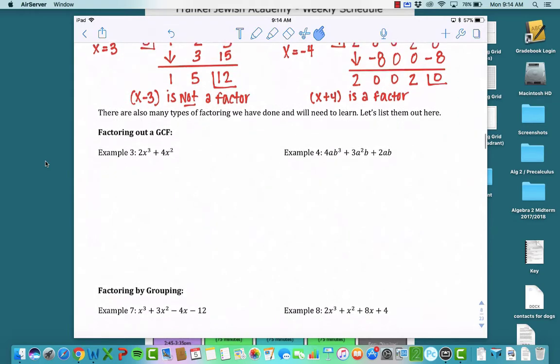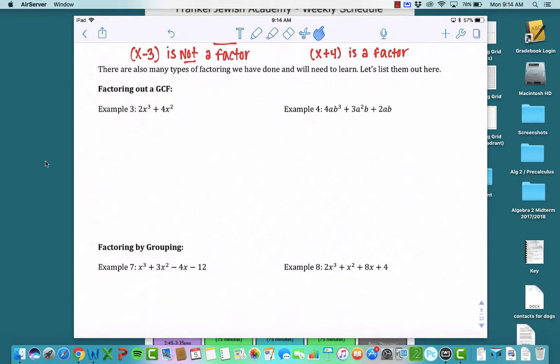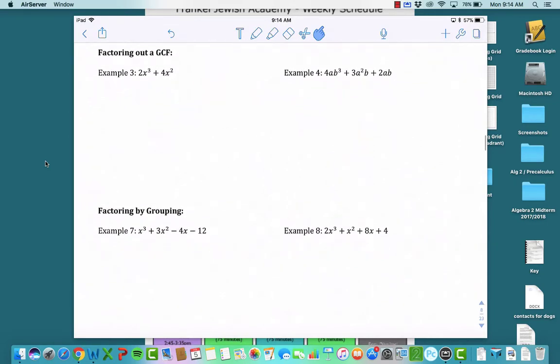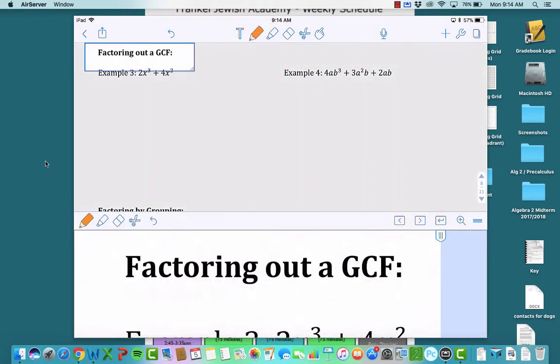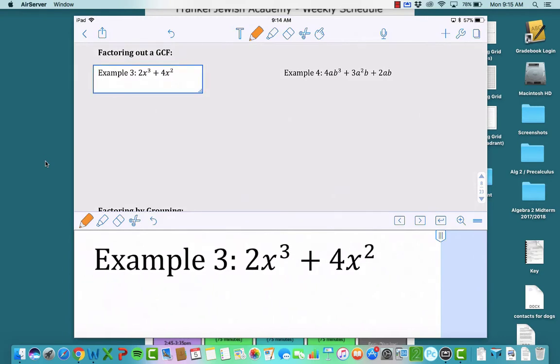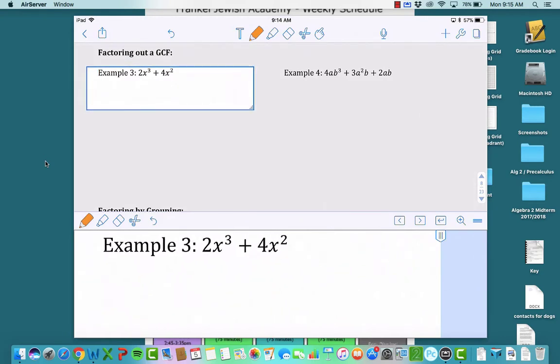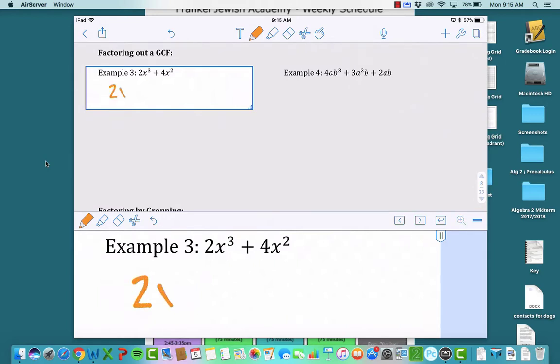And from here we're going to practice some types of factoring that you've done before, just with bigger degrees. So the first one is always your first step. It's factoring out a greatest common factor. You're looking for the things that they share. So if I look at example 3, I notice that they share a 2 and then x squared. So if I pull out a 2x squared from both of them, I'm left with x, because 2x squared times x is 2x cubed, plus 2, because the x squared goes away, and I'm left with a 2. And that's it for this one.